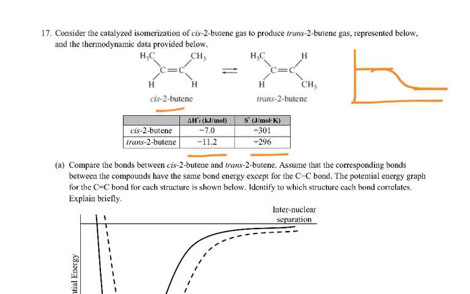So it's going to be like an exothermic reaction. And we could figure that out. We could figure out what's the delta H for this reaction. It's the final minus the initial. So negative 11.2 minus negative 7, that's going to give us like a negative 5. Okay, so what's the question?